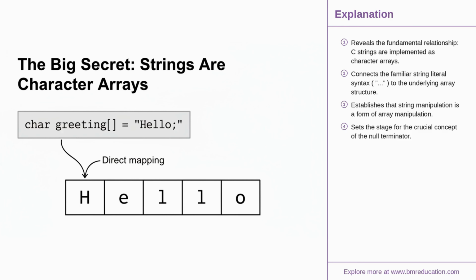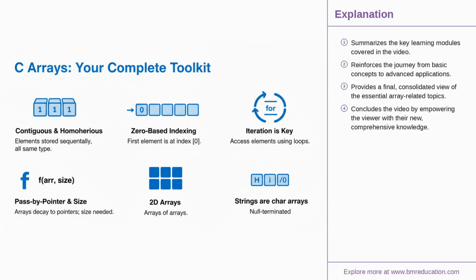And that concludes our masterclass on C arrays. We've journeyed from the fundamental problem of managing data through the core properties, declaration, and initialization. We mastered indexing, iteration with loops, and learned how to handle arrays safely with sizeof. We explored advanced topics like how arrays work with functions, the structure of 2D grids, and finally, the deep connection between arrays and strings. You now have the complete toolkit for using arrays effectively.